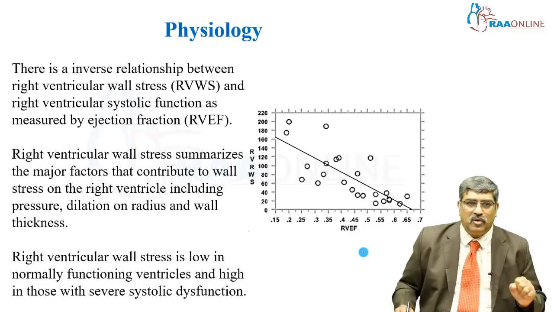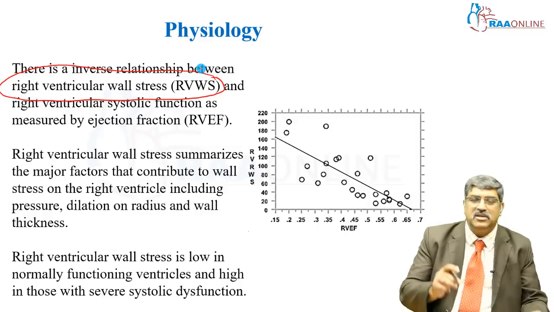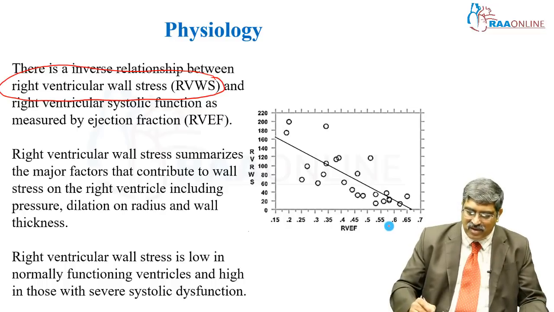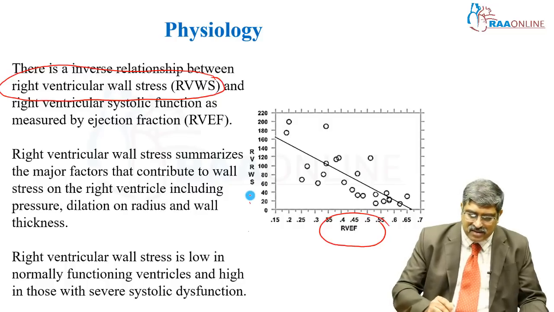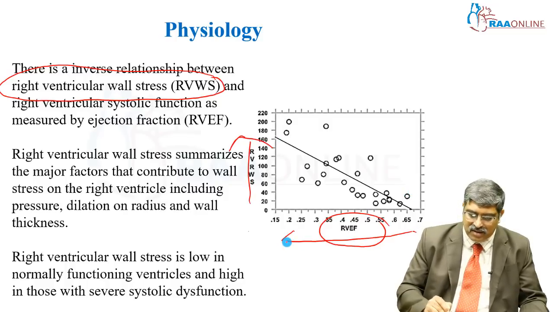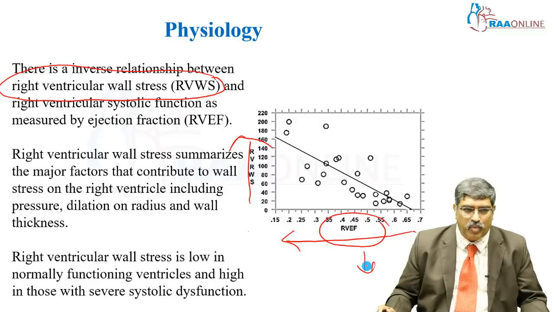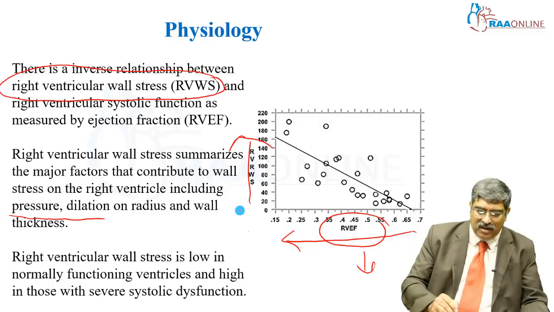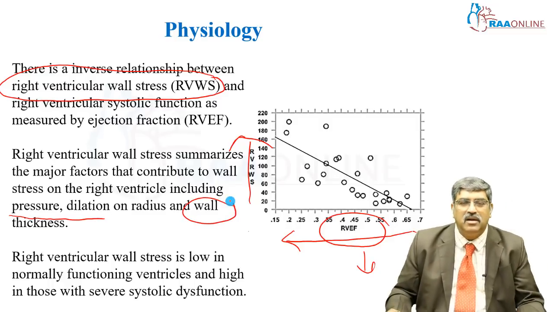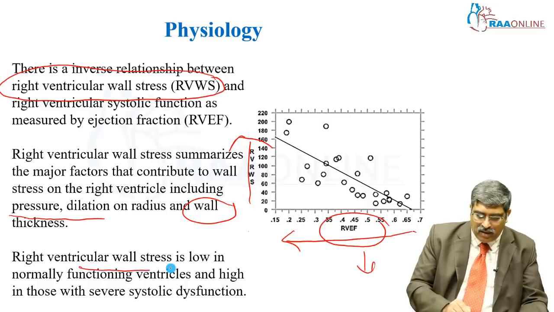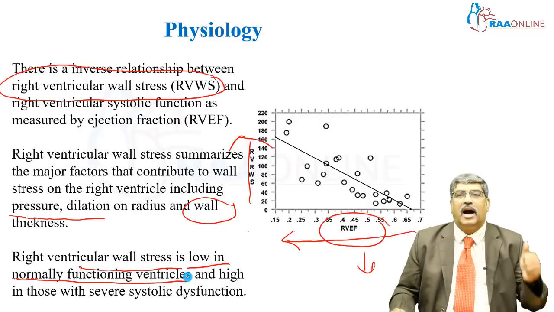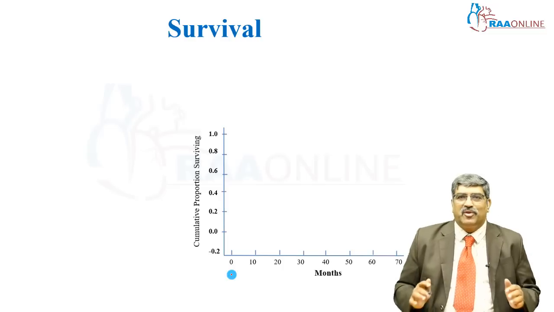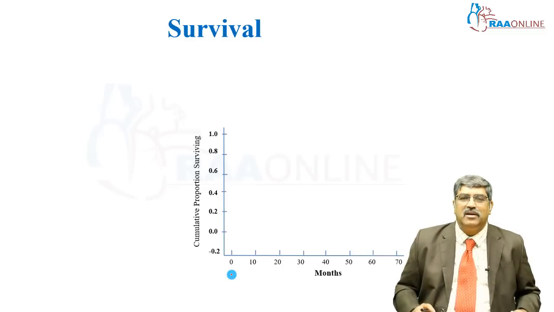Another important thing which we look at is the right ventricular wall stress. How much stress the right ventricle is undergoing. This right ventricular stress is inversely proportional to the ejection fraction. As the stress goes up, your ejection fraction comes down. So it is inversely proportional. This stress depends upon the pressure, diameter of the right ventricle and the wall thickness of the right ventricle. The right ventricular stress is low in a normally functioning right ventricle and it is going to be very high in severe systolic dysfunction.